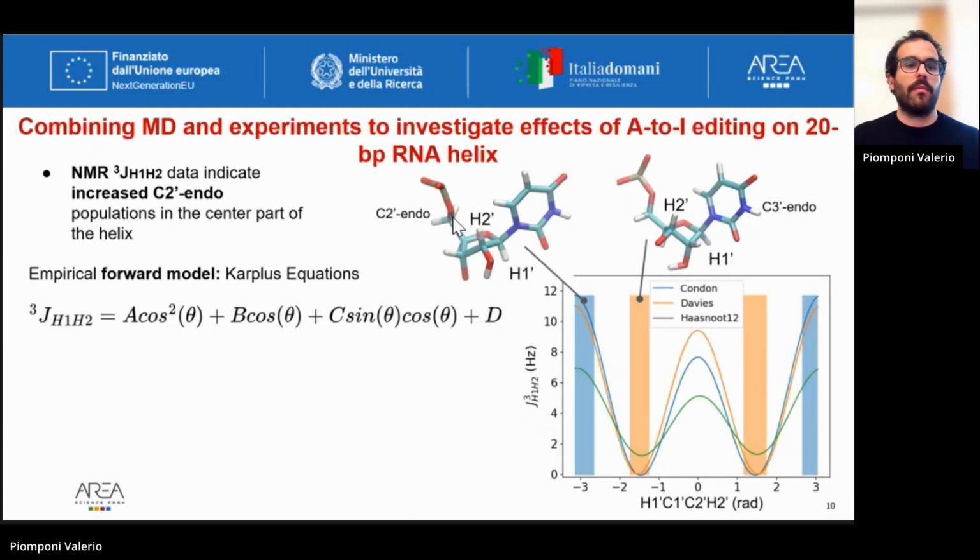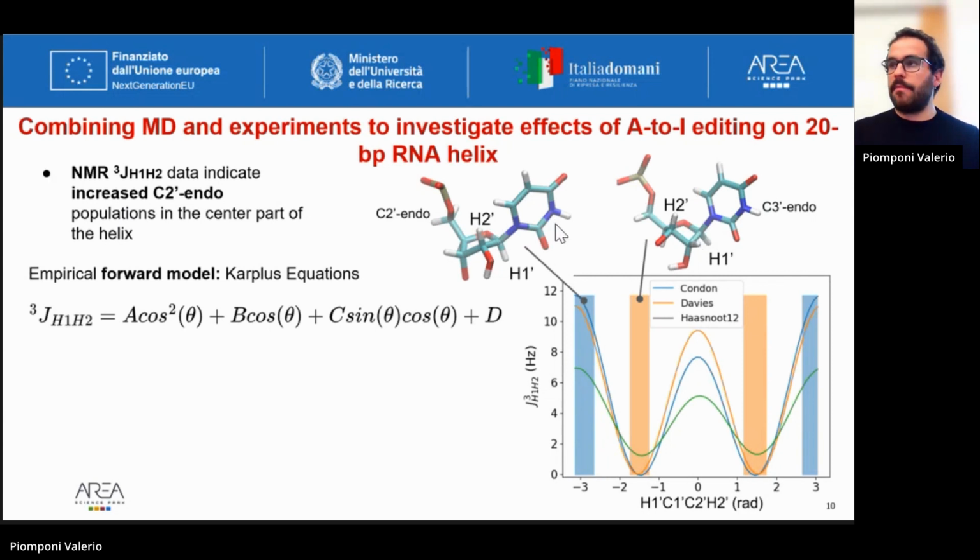In particular, they performed NMR measurements, and they had interesting data concerning NMR J couplings that indicated an increased C2-endo population in the central part of the helix. The C2-endo is a possible conformation of the sugar puckering, this part here of the nucleotides, that is an alternative to the C3-endo conformation. And the C3-endo is the one expected in double-stranded RNA with the standard canonical A-form helix.